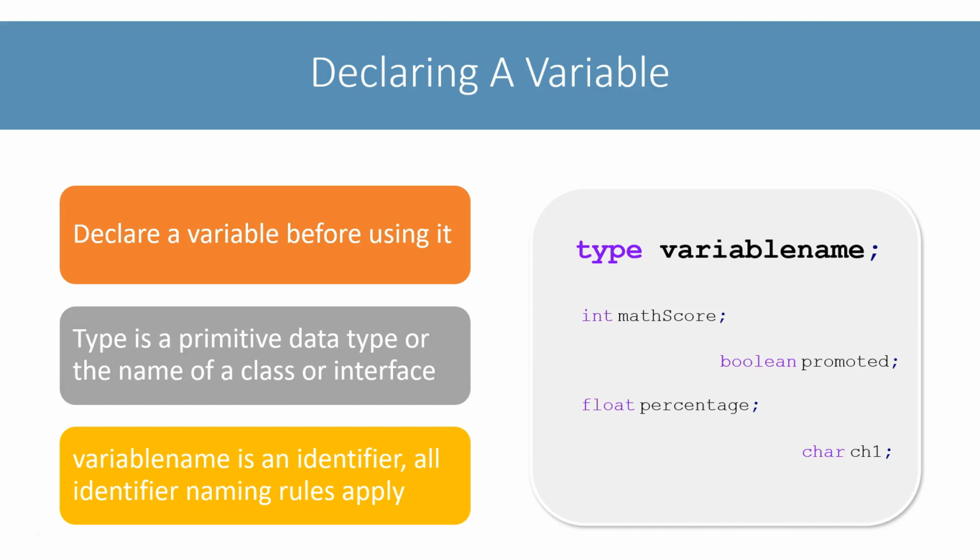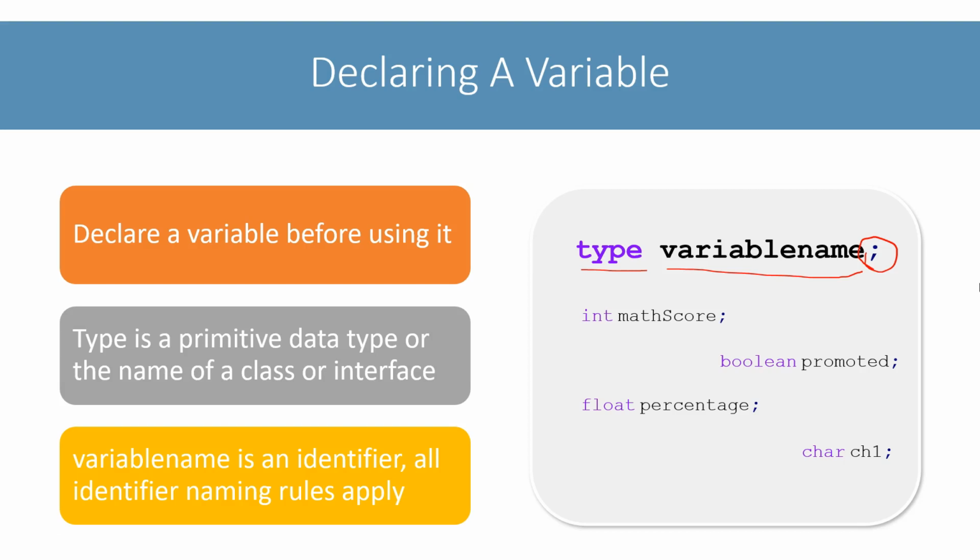In Java, you must first declare a variable before using it. Those of you who have been following the course all along should be well versed in declaring a variable by now. The simplest way to declare a variable is this. Type followed by variable name and then a semicolon. Here, type can be any of Java's primitive data types or the name of a class or interface.